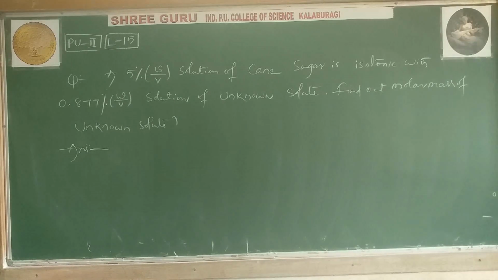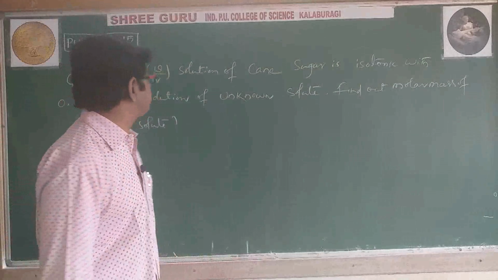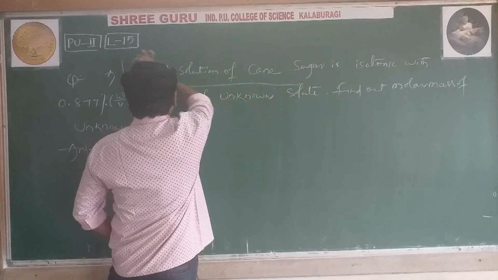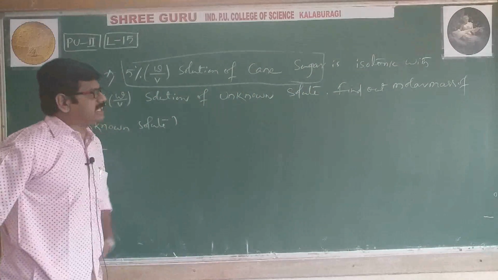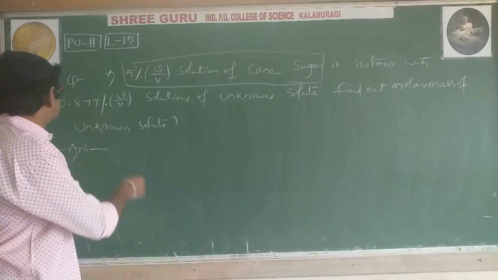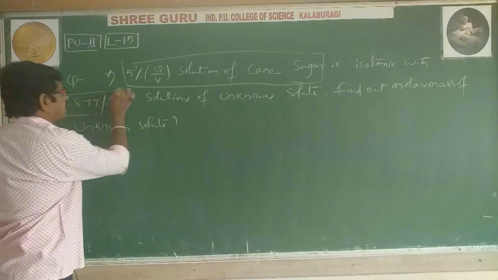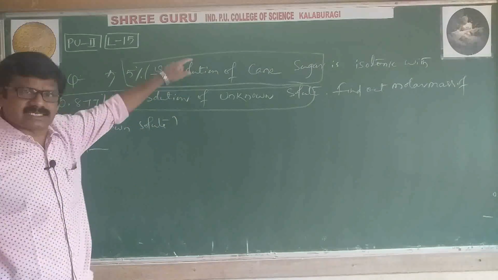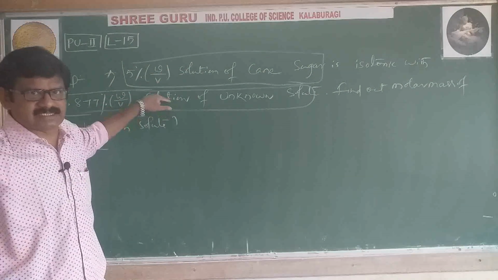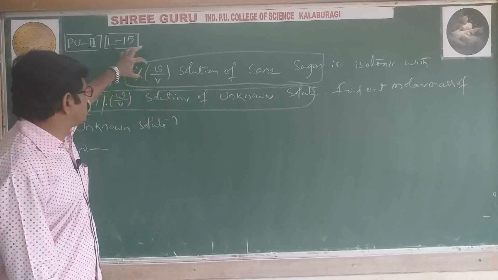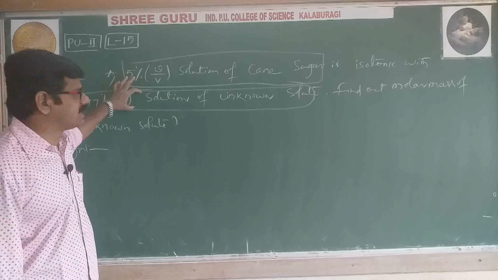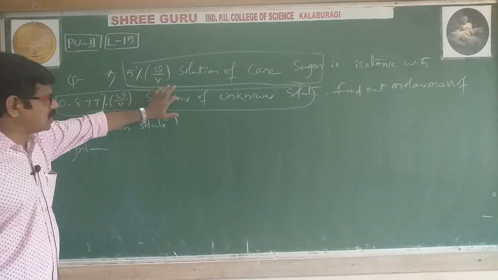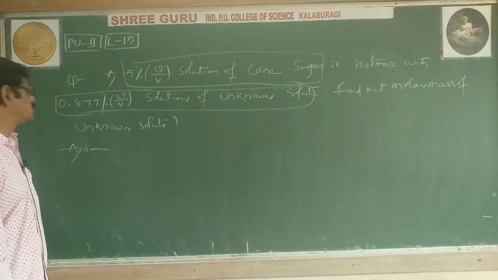Next, a question based on isotonic solutions. Here a 5% W by V solution of cane sugar is isotonic with 0.877% W by V solution of an unknown solute. One is cane sugar, one is an unknown solute. What is the unknown solute? We don't know. Both percentages by volume are given, and it is asking to find the molar mass of the unknown solute. Then how to solve this question?